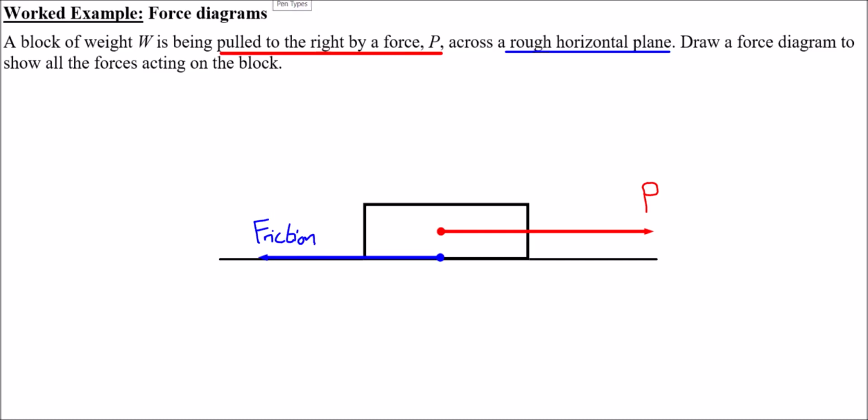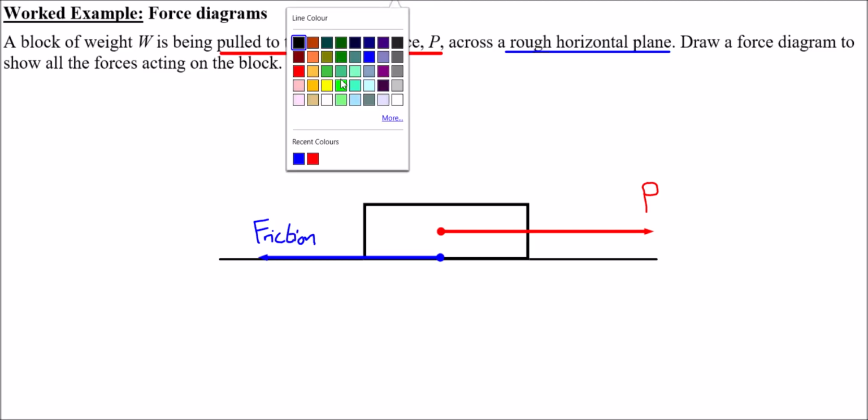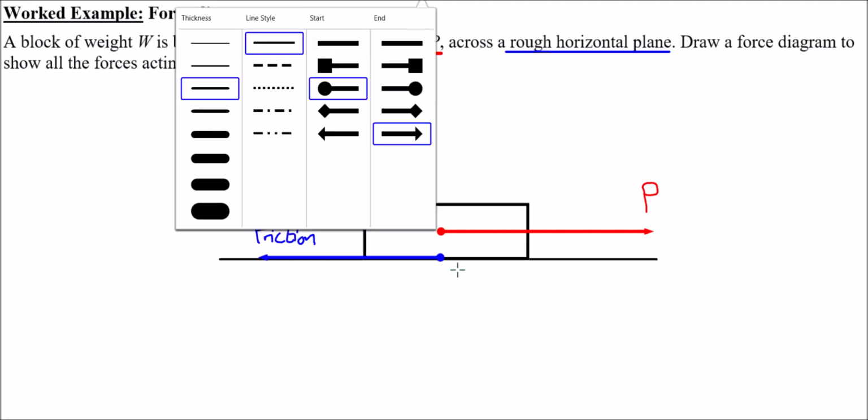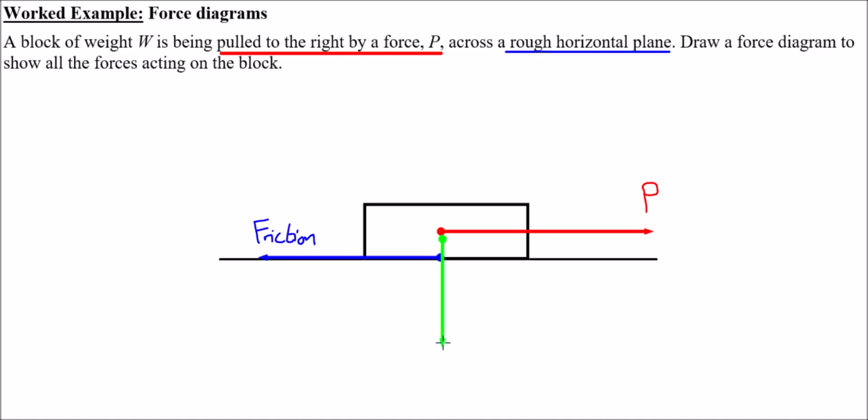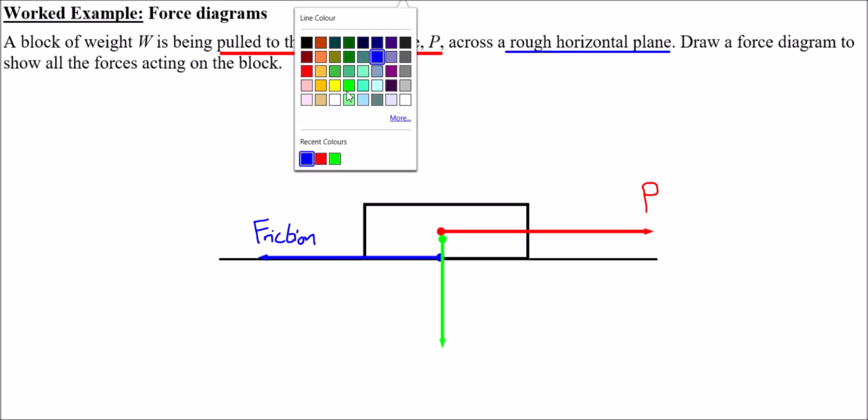Now it's got a weight W, so again, there's going to be a force acting downwards, which I can call W. I'll just do that, so it's colour-coded. If I call that W, in a nice green colour, of course.